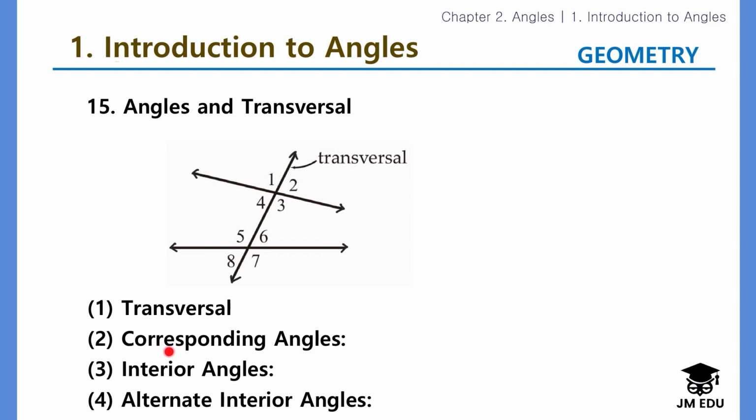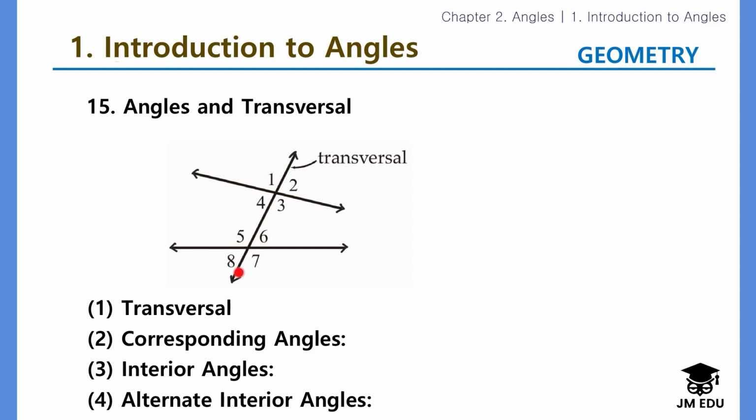Number 2, corresponding angles. Corresponding angles are two angles that are at the same position. So we have 4 angles here, 4 angles here, right? Angle 1 and angle 5 are corresponding angles because they're at the same position. Top left, right? Angle 2 and angle 6 are also corresponding angles. Top right, angle 4 and angle 8 are corresponding angles.